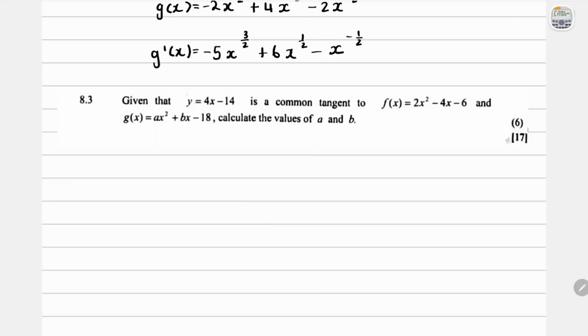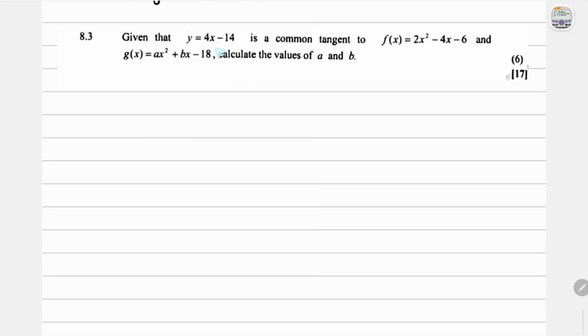Okay, 8.3 says, given that y is equal to 4x minus 14 is a common tangent to f of x, which is this, and g of x, which is that. Calculate the values of a and b. Okay, we can just visualize what's going on here. So they're asking you for two things. So you're probably going to need two equations, two pieces of information to answer this.